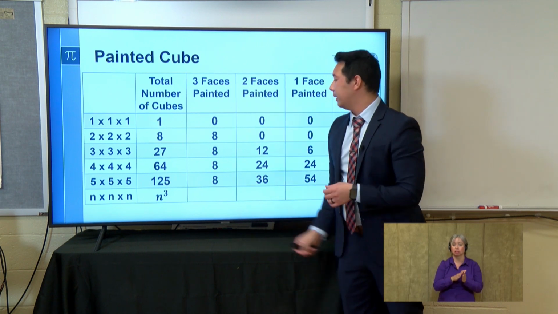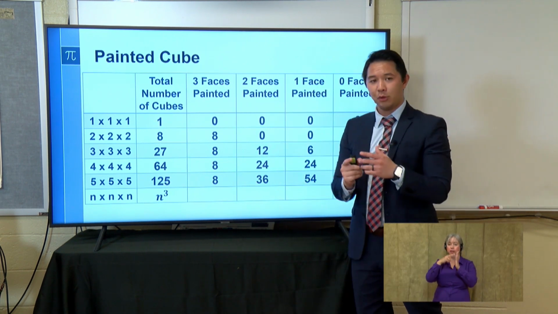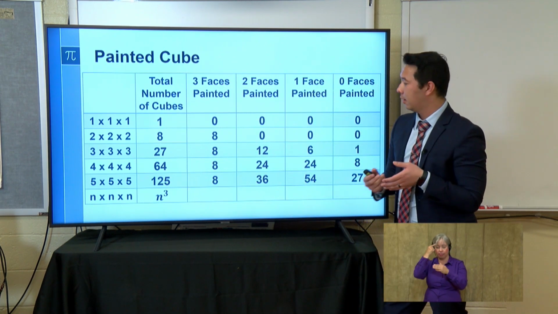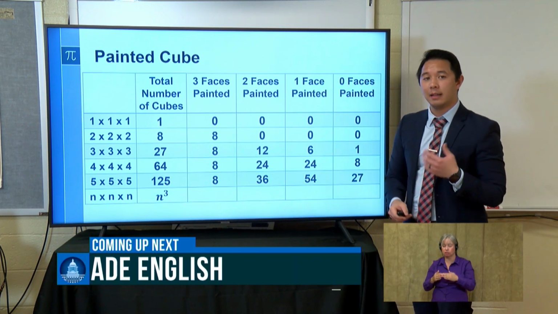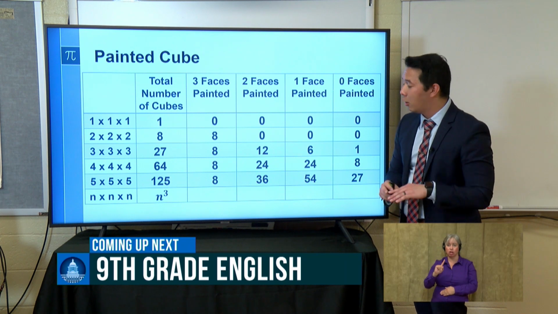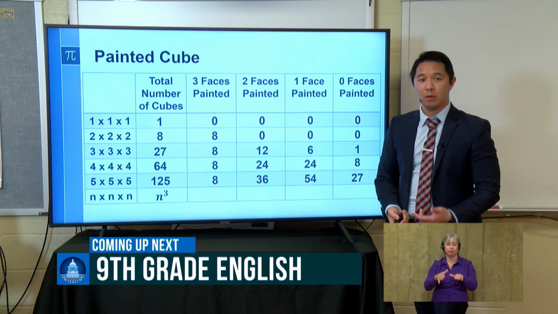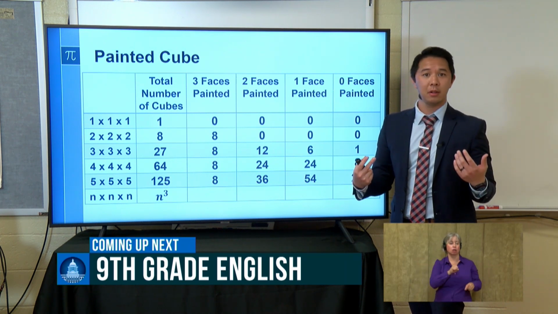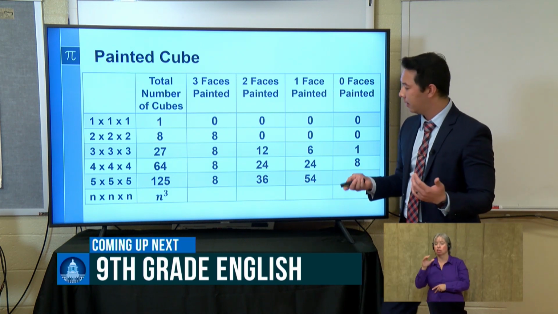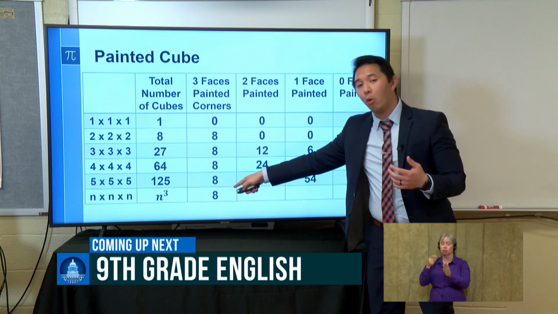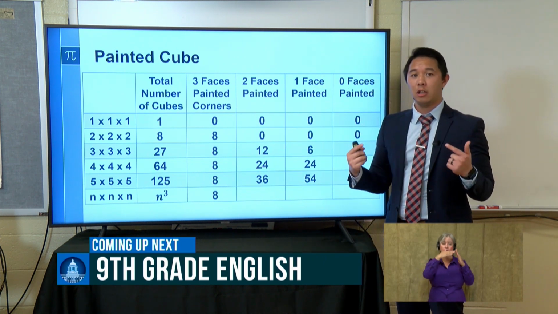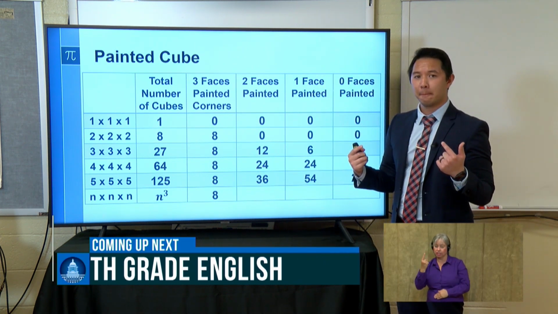For the 3 faces painted, again, I want you thinking about the shape of our cube. If the corners are where the 3 faces painted is located, then no matter the size of my cube, whether it's 100 by 100 by 100 or 20 by 20 by 20, I'm still looking at just the corners. And so I'm only dealing with 8 cubes that will have 3 faces painted.